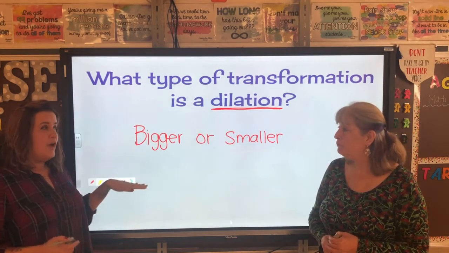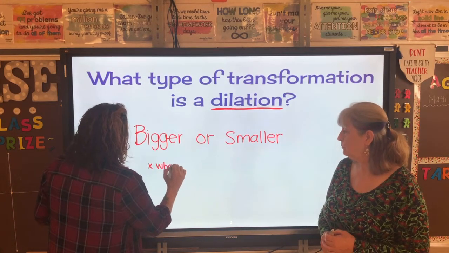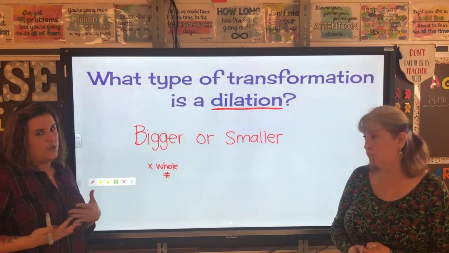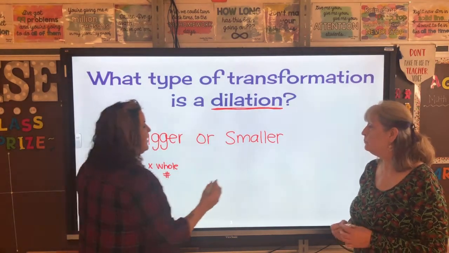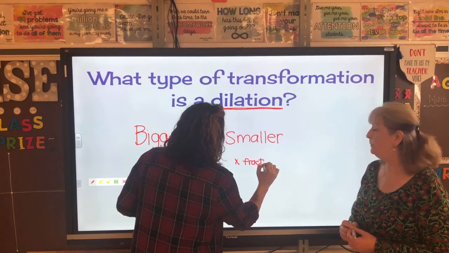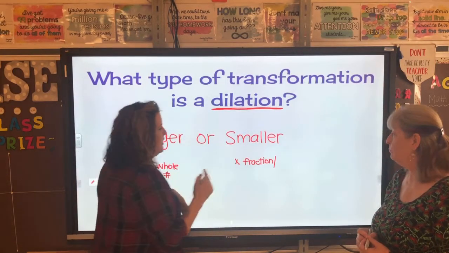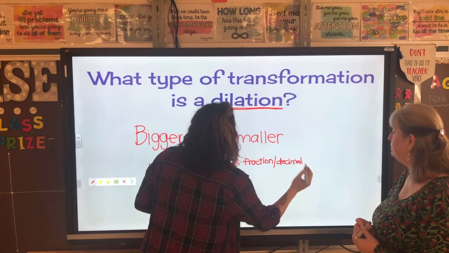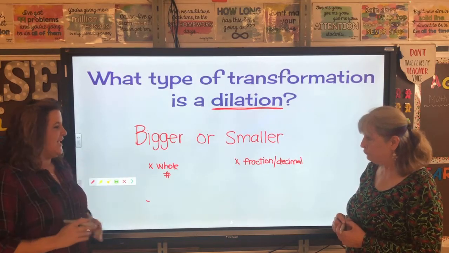And if it's going bigger, we're really multiplying it by a whole number. So if I wanted to make it twice the size, that's times 2. I can do times 4, times 10, whatever. When I'm making it smaller, I'm really multiplying by a fraction or a decimal equivalent. So I could cut it in half. Half would make it smaller. So we multiply the numbers by a decimal or a fraction equivalent. We're going to bring back in all of those skills.